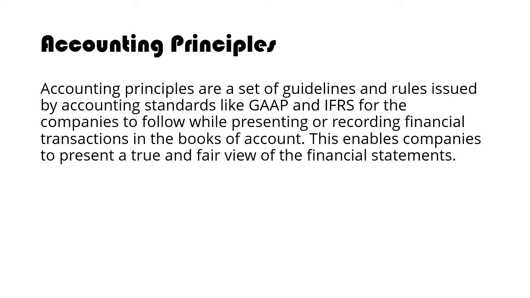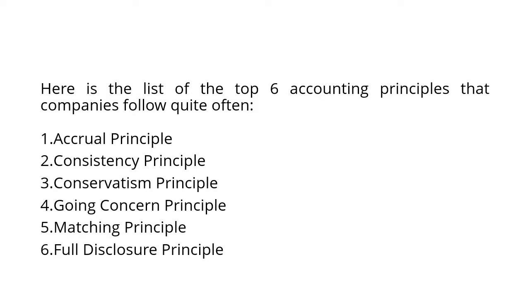The two bodies that were engaged in setting up the accounting standards are GAAP, that is Generally Accepted Accounting Principles. This set of guidelines is set by the FASB, Financial Accounting Standards Board, and second is IFRS. It stands for International Financial Reporting Standards. So they set the rules and the regulations, which they expect the organizations to follow.